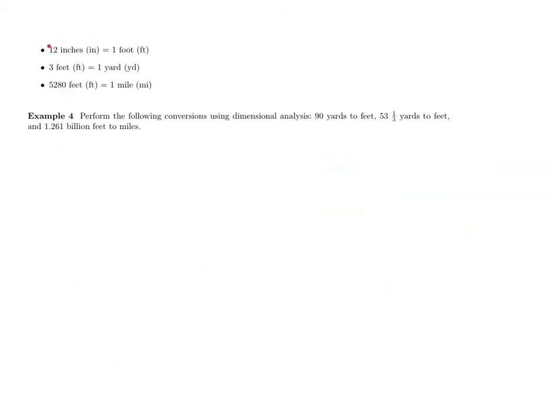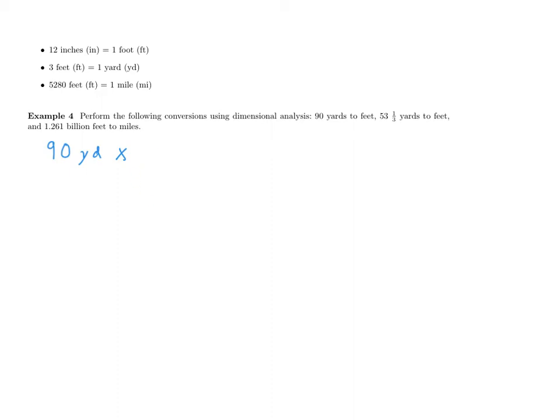Here we again have the units of conversion for the English system. And in example 4, I want to perform the following conversions, but using dimensional analysis, just to make the process more clear. Let's start with 90 yards to feet. So the process would be, you write down 90 yards, this is your starting point, and you want to multiply by 1. This time I won't actually write the number 1, you can if you would like. Instead, I'm going to jump to the part where we have a fraction that's equal to 1.